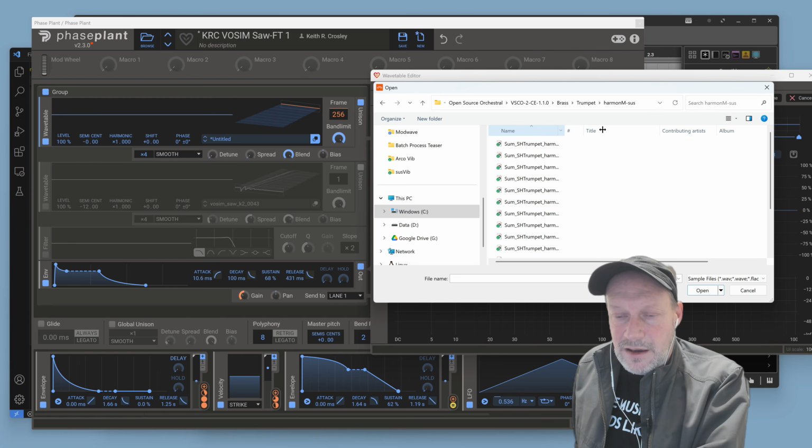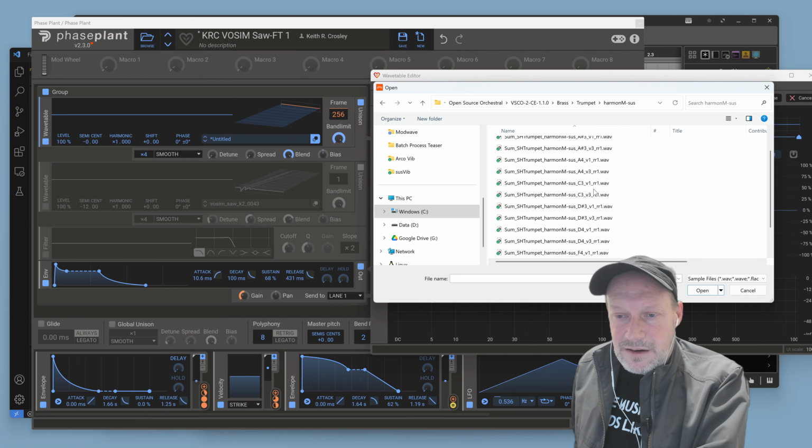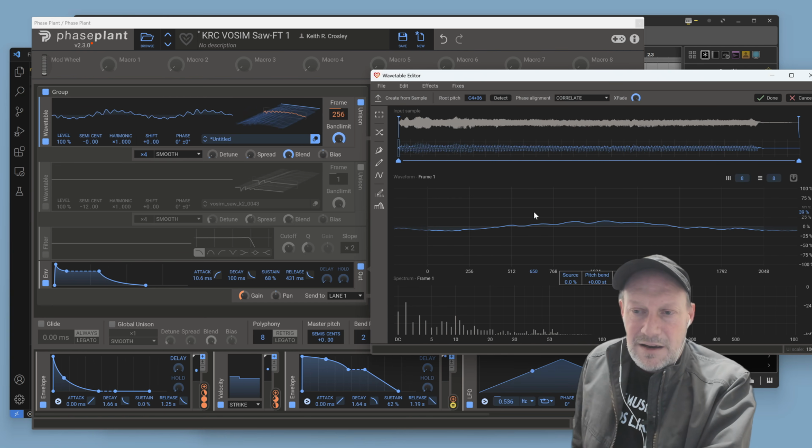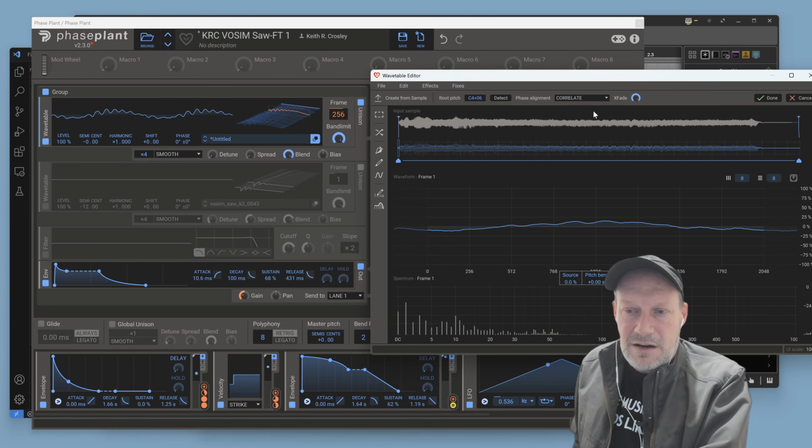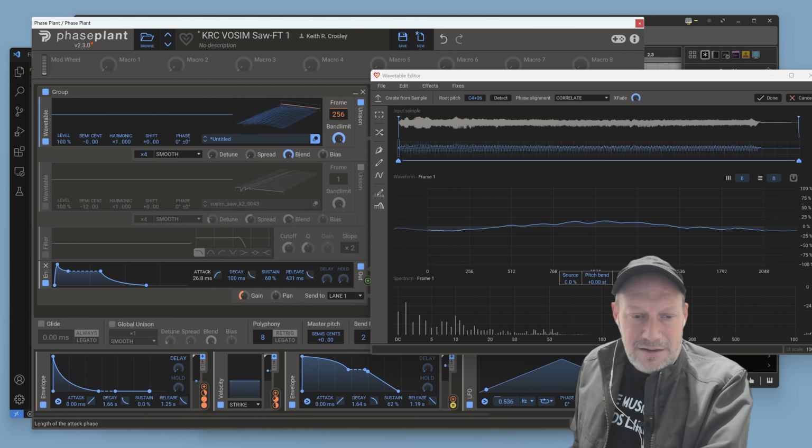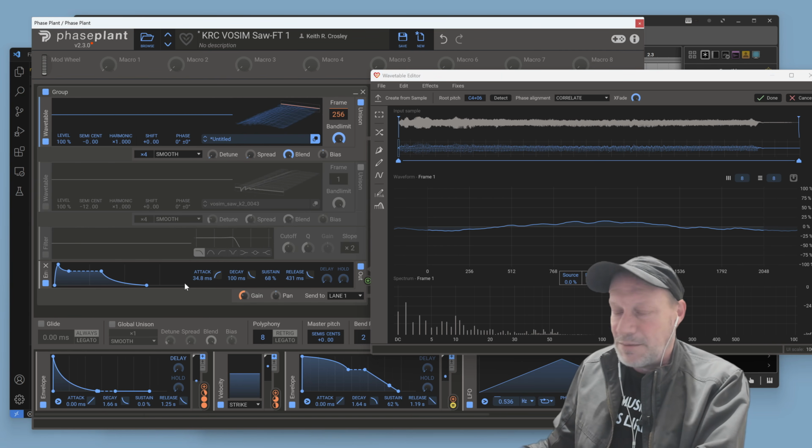Let's pick, what pitches do we have here? Well, let's just try C3, velocity 3. Let's see what that does. I mean, if there's no phase alignment, it doesn't work at all. I mean, that's a muted trumpet sound.